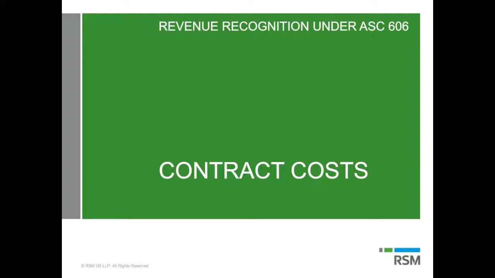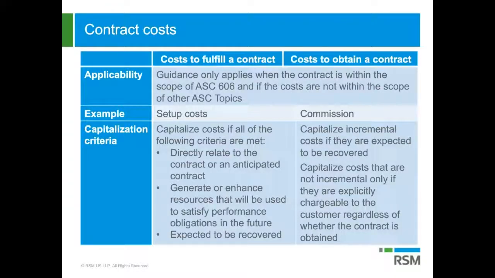So the first thing you want to do, if you're looking at these costs, is determine: is this type of cost within the scope, is the contract in the scope of 606? If there's other guidance out there, you apply that other guidance. So if you're talking about producing inventory, there's guidance on accounting for the cost of inventory, for example. The examples that they give for costs within the scope of 606 are cost to fulfill a contract, so setup costs, or cost to obtain a contract, which are commissions.